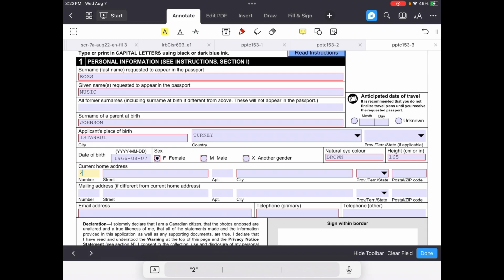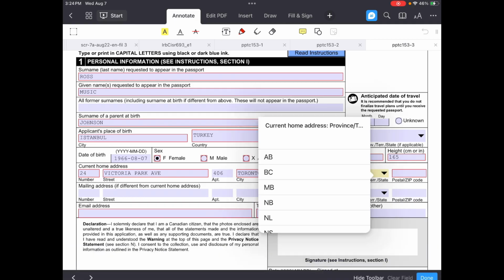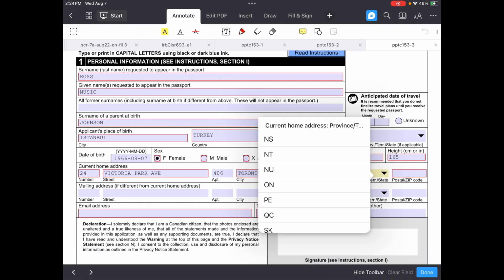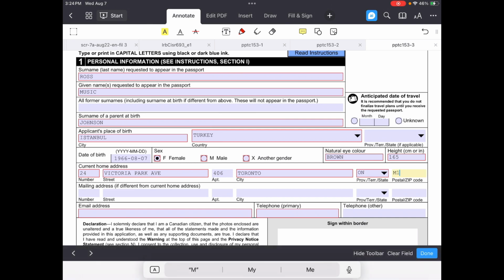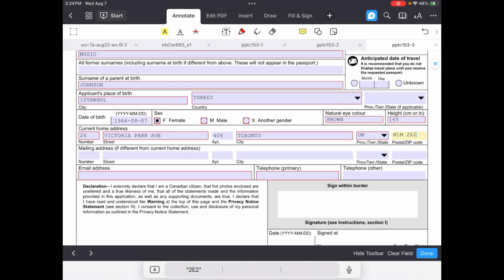The first part is the street number. So let's say it's 24 Victoria Park Avenue. If it's in a building, you gotta include the unit number. We're gonna say 406 in this case. Then for the city, we're gonna say Toronto. Province, you just pick the province. And the postal code, I'm gonna say M1M 2E2.